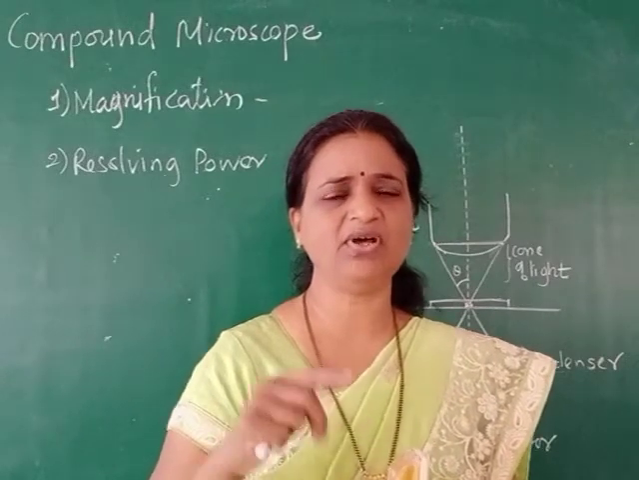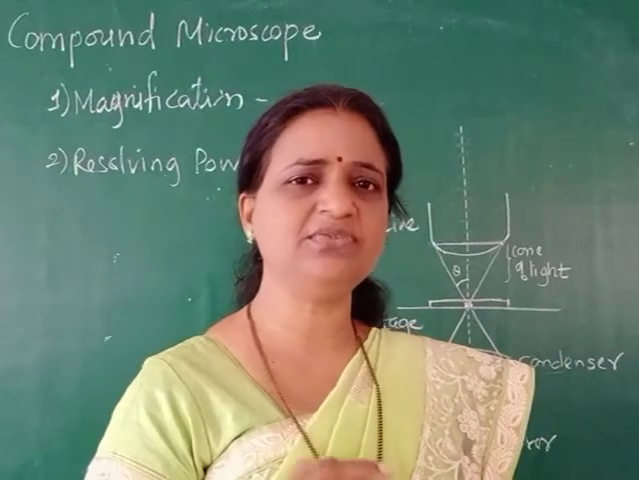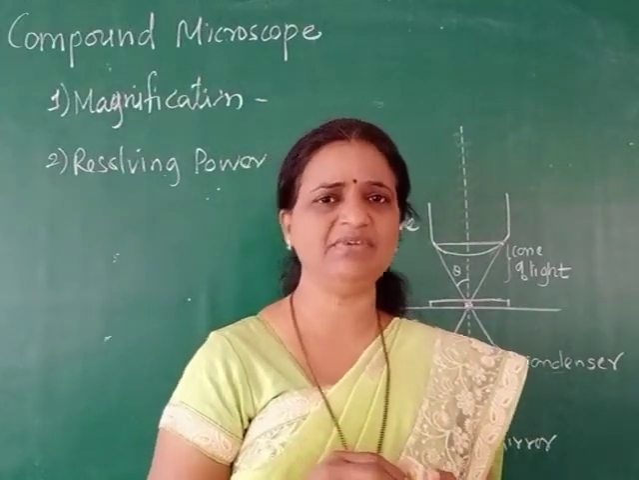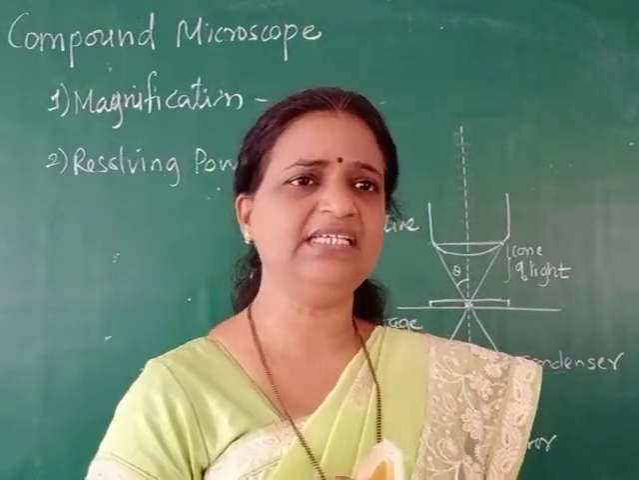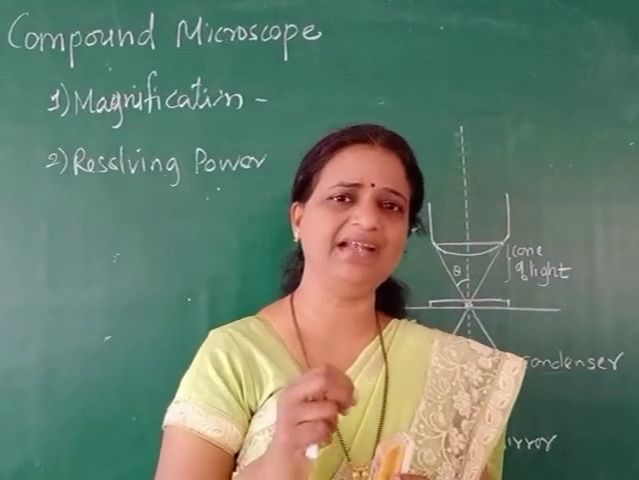That image falls in the focal point of the eyepiece lens, and the eyepiece gives a second magnification, and that second magnified image is a virtual image which is observed by the observer's eye. So that is how the image is formed with the help of the objective and eyepiece lens.